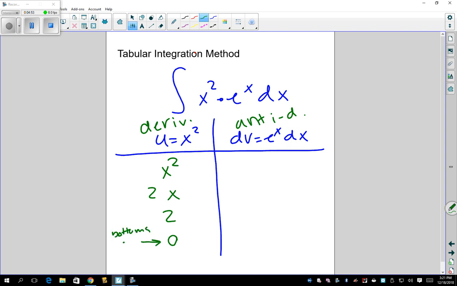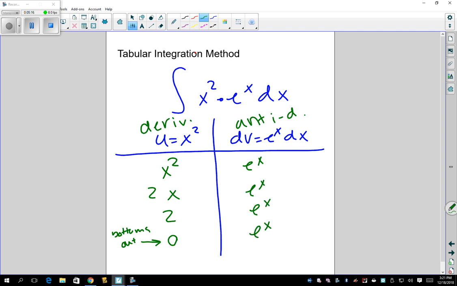The derivative eventually turns to 0. So this is a way that we can use when the derivative eventually turns to 0. When it doesn't, we're going to have that separate conversation in the next example. And so I did my derivatives. Now I need to do my antiderivatives. So the antiderivative of e to the x is e to the x, and I just keep going down.